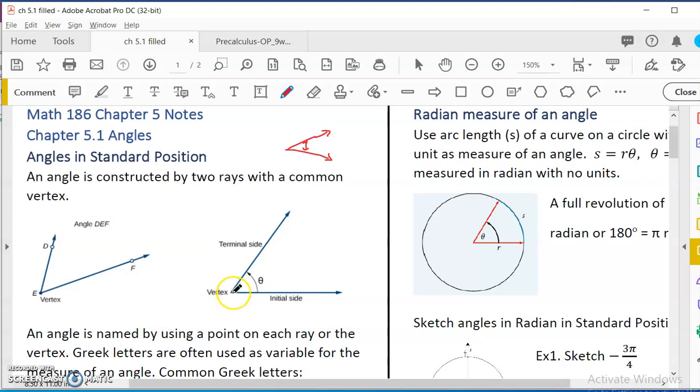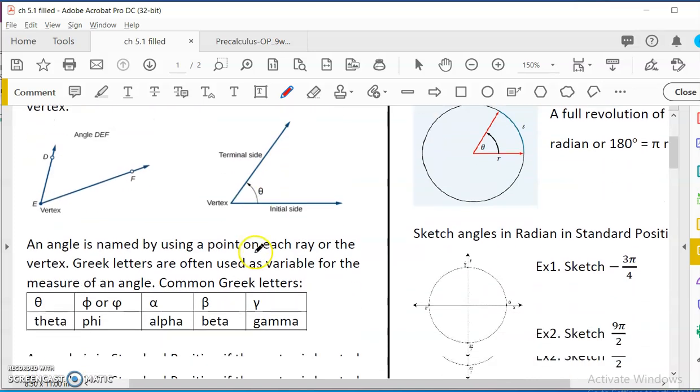The vertex is where the two rays meet. And we can label our angle as angle E. Usually by default, when we say an angle, we don't mean the one that is outside, we mean the one that is inside, or the one that's relatively smaller. You can also label an angle by three points, one on one ray, one on the other ray, and the vertex in the middle. So we can say this is angle DEF, or angle FED, E being the vertex.